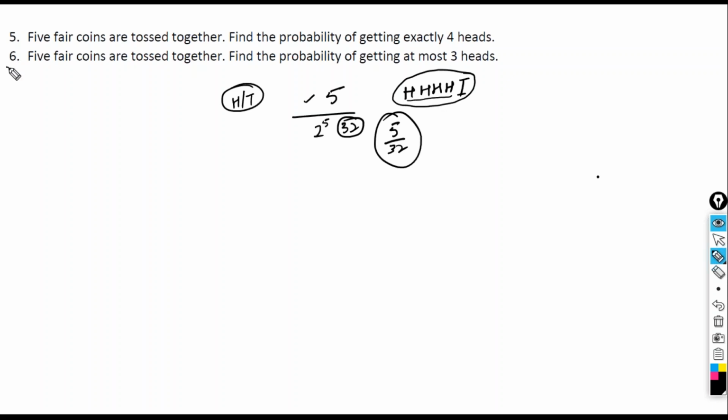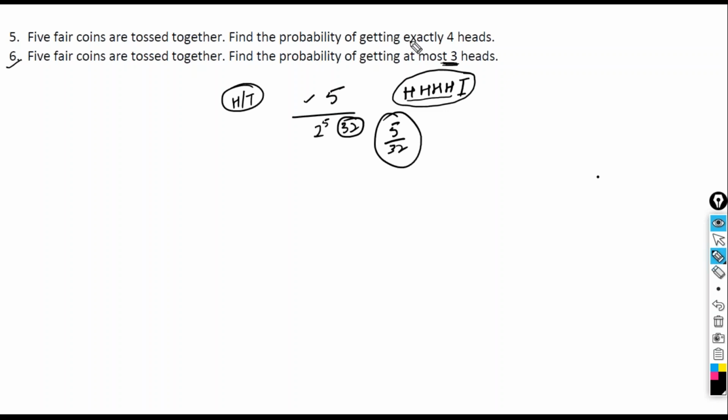Okay, good. Now let's move on to question number 6. It says 5 fair coins are tossed together. Find the probability of getting at most 3 heads. So give it a try, guys. Tell me the answer for question number 6. Soumya, in which question? Right, Shubhadeep, right, Rahul.